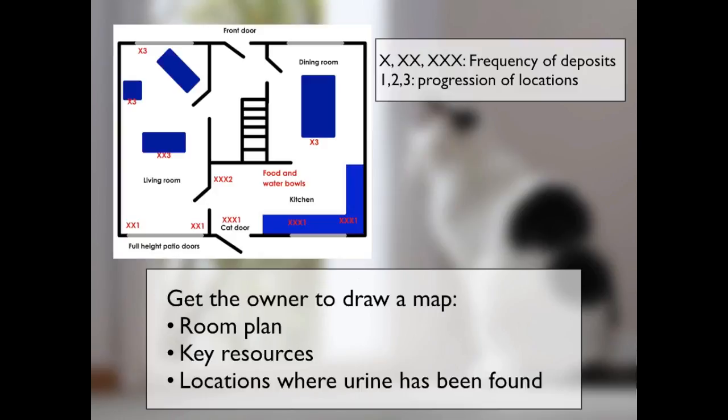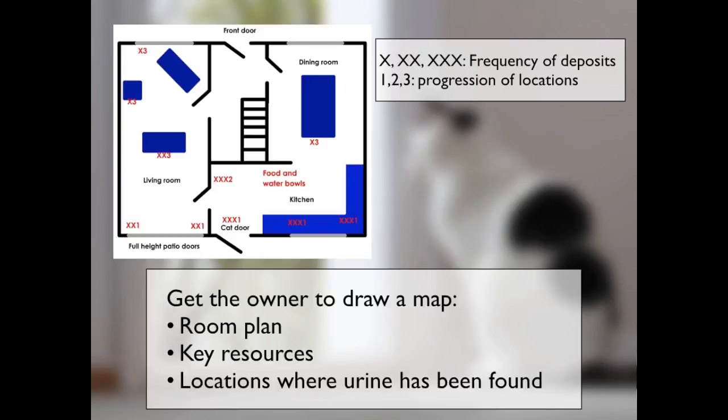It's also very important to have information about the progression of how the cat has been spray marking. So again, in this convention, we have 1 indicating locations where the owner first started to find regular deposits of urine, and then 2 and 3 indicating places that were then found to be locations where urine was deposited. So we're trying to look at the pattern of how the problem developed over time, as well as what it's like now.